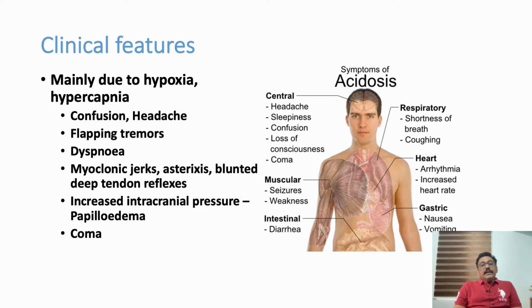Clinical features are mainly hypoxemia and hypercapnia. These are the two important things. Hypoxemia will produce significant confusion. Hypercarbia will produce headache, flapping tremors and so on. The patient can also have dyspnea, myoclonic jerks, flapping tremors, blunted deep tendon reflexes, and increased intracranial tension that produces papilledema. It is due to hypercarbia, and ultimately the patient may go to carbon dioxide narcosis and coma.